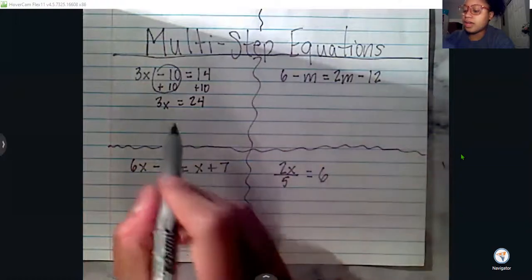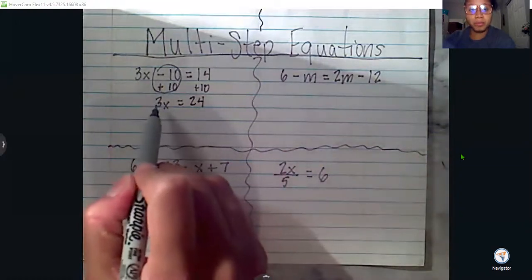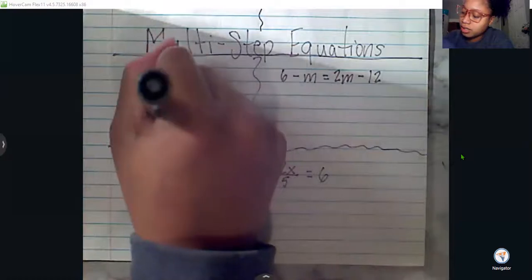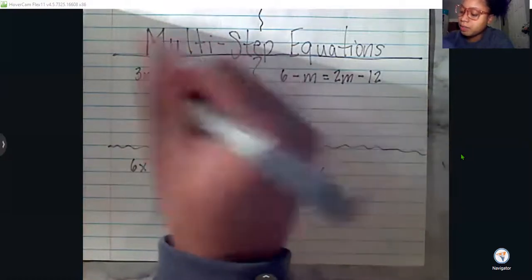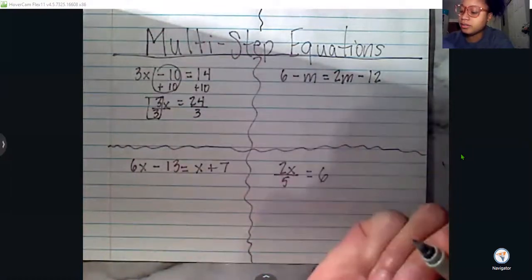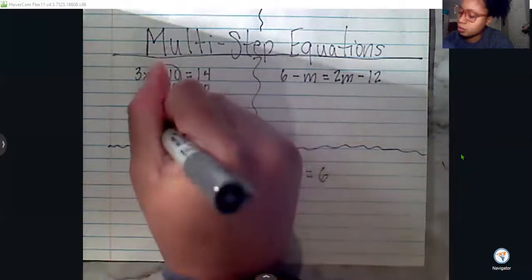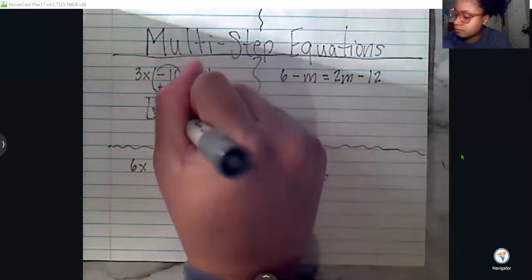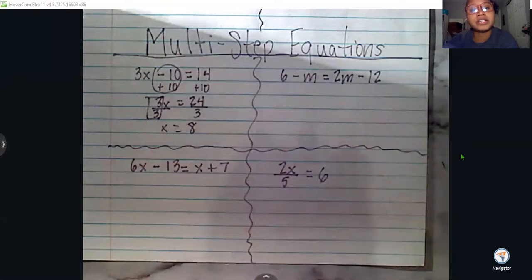And then now we have the 3x, which remember this is 3 times x, so the inverse operation would be division. So on each side we divide by 3. This makes a giant 1. So then you're just left with x equals 24 divided by 3 equals 8. So then our final answer is x equals 8.